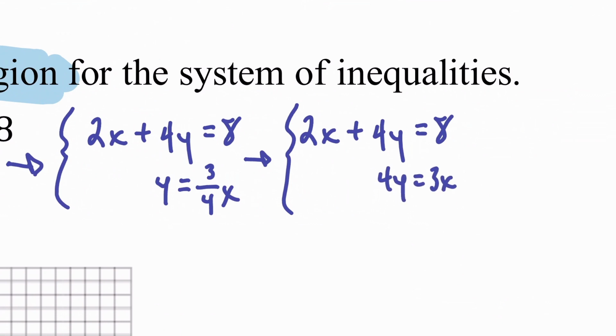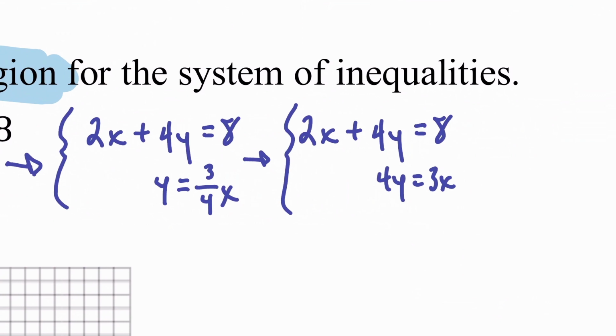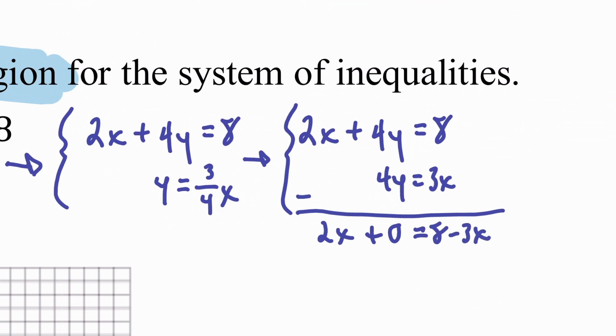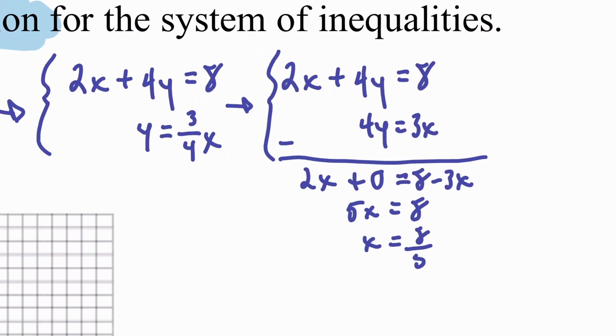Then I can subtract the two equations. I don't have to get 3x onto the other side first if I don't want to, but I'm going to subtract the two equations. So I have 2x plus 0, since 4y minus 4y makes 0, equals 8 minus 3x. I'm going to add 3x to both sides, so 5x equals 8, and then divide by 5 on both sides. So x equals 8 over 5, or in other words, 1.6.